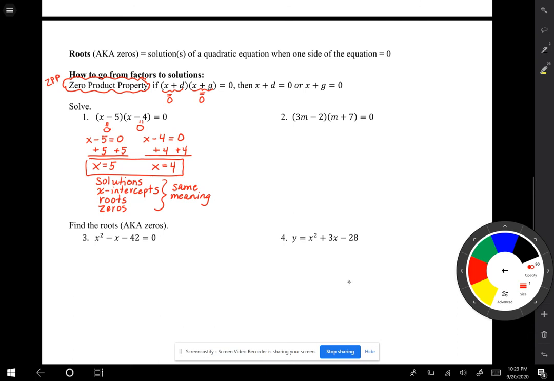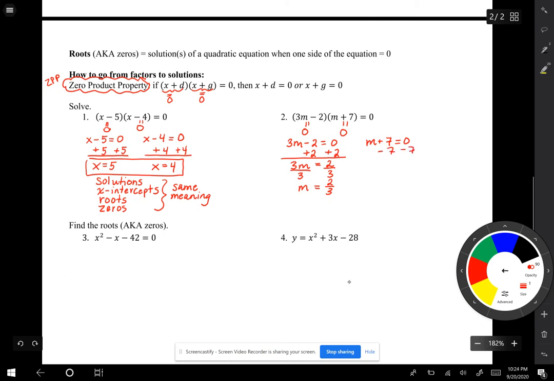Okay, for the next one, it's already in factored form. 3m minus 2 equals 0, and m plus 7 equals 0. Solve each one separately before you move back and forth. So add 2 to both sides, divide by 3, m equals 2/3. The second one is so much easier. Subtract 7, and you already have your answer. So when you have to divide, it's just one additional step. So these are your 2 answers. Make it all pretty. Okay.